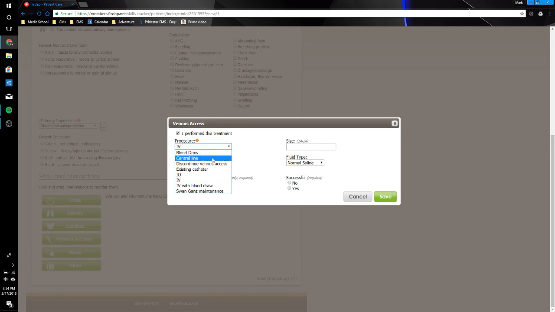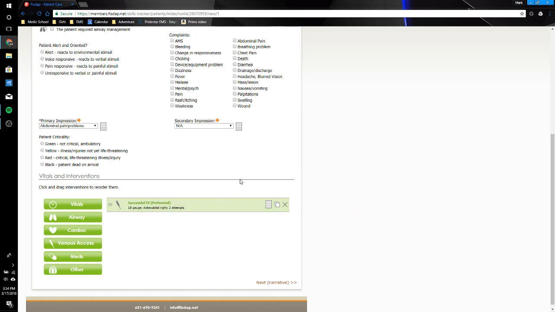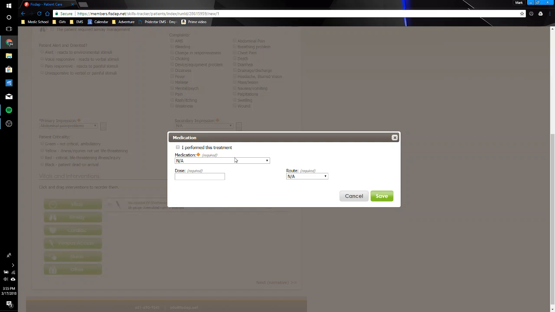So under here you have, obviously, IV with blood draw, etc. And then location, let's say we went in the right AC, it took us 2 attempts, and we used an 18 gauge catheter and normal saline or just a saline lock, whatever. And then successful, yes or no. So we'll say, yeah, it took us 2 attempts, but yeah, we got it. Okay.